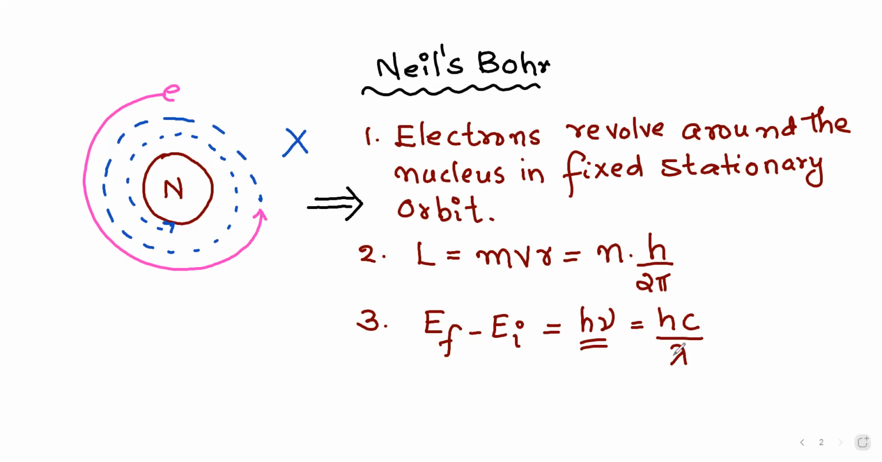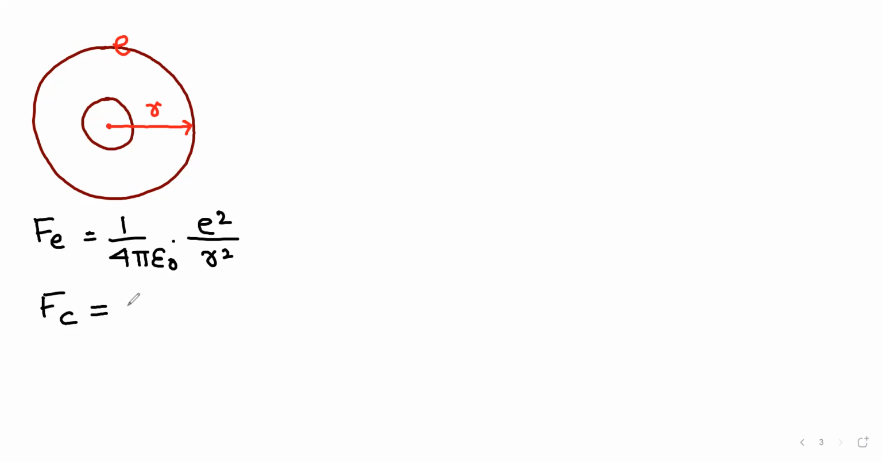So from this we can explain the structure of an atom, as there will be a centrally placed nucleus and the electron revolves in fixed stationary orbit, and this is my electron, and from the center to this is your orbital radius r. There are two forces acting on the revolving electron. One is the electrostatic force, which is equal to 1 by 4 pi epsilon 0 times e square divided by r square. And since it is in rotational motion, it will have the centripetal force, which is equal to m v square divided by r.